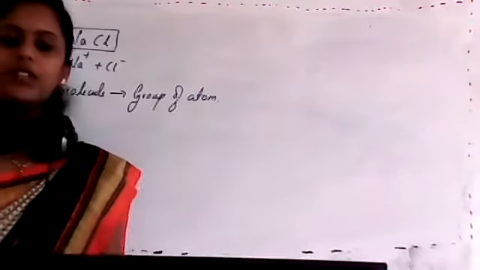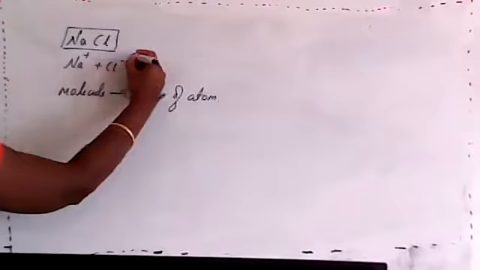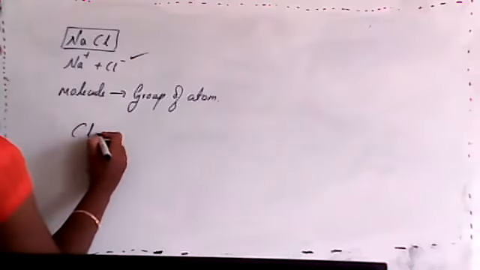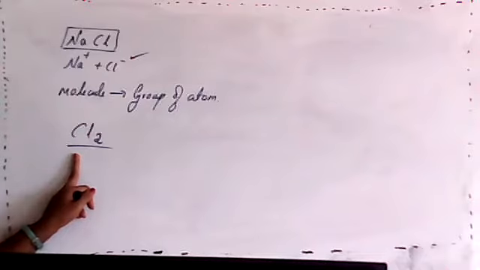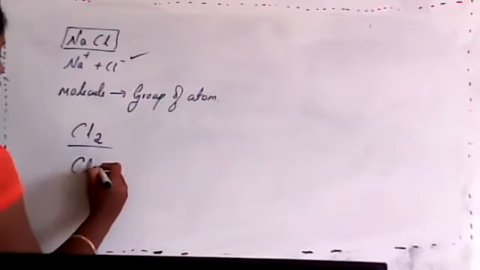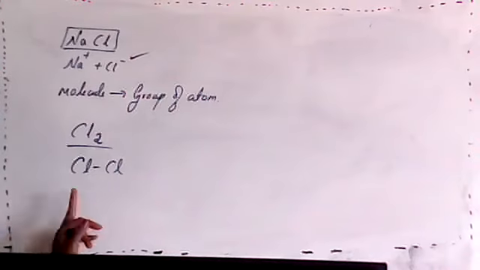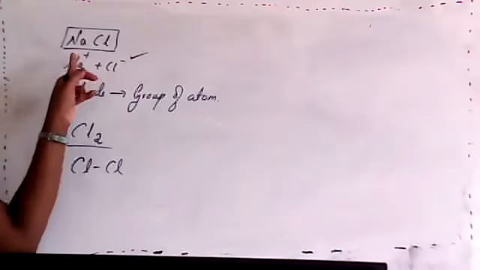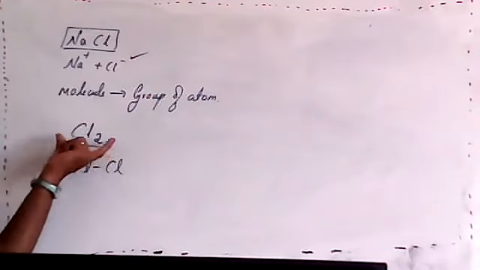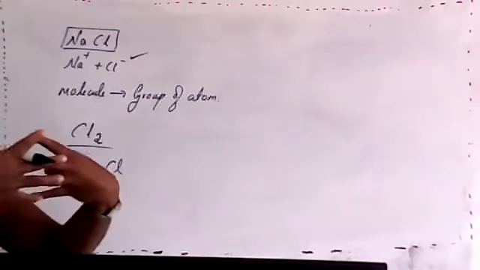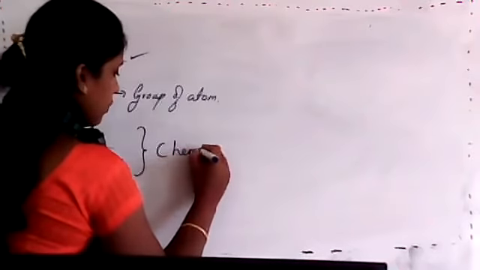Electropositivity and electronegativity we will study later. But here there is a positive and negative charge. If we consider Cl2, there is a combination of two Cl atoms, so there is no charge separation. But in NaCl, there is a charge separation, and there is a bond between these also. There is an attraction force, and that is known as chemical bond.